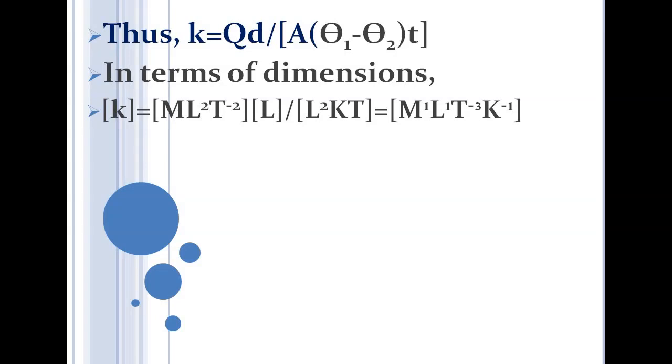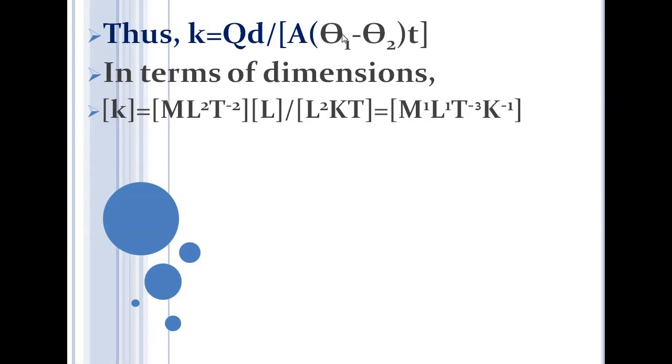ML^2T^-2. If there is any confusion with the dimension of heat energy, compare with energy. Energy has the dimension ML^2T^-2. If you are confused with this dimension, go for work done. Work done is simply defined as force times displacement, and force has the dimension MLT^-2 and displacement has the dimension L, so you will get ML^2T^-2. Now D is the thickness, length, breadth, whatever. It has the dimension L, and the dimension of area is L squared.